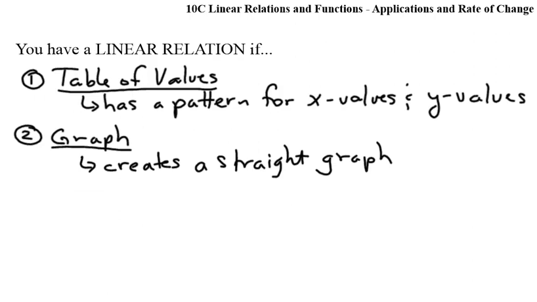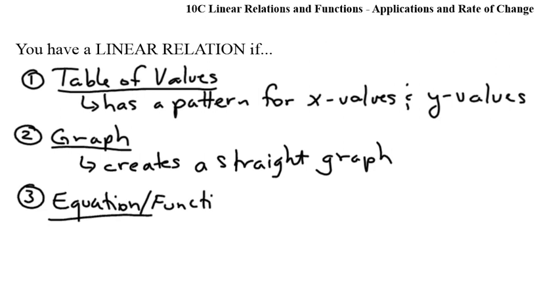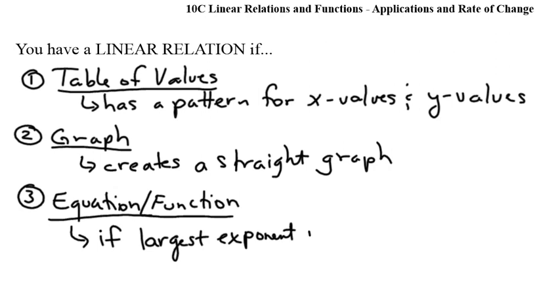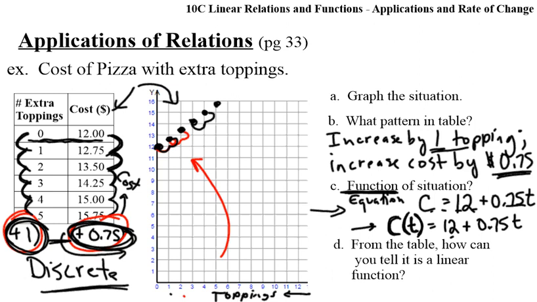Now from there, the other thing we can do is we can look at the equation or the function that gets created. Now this one is not as straightforward and will make sense to you as you go on in math, but we know we have a linear relation if the largest exponent in the equation or function is 1. So if the largest exponent is a 1, we know we have a linear relation.